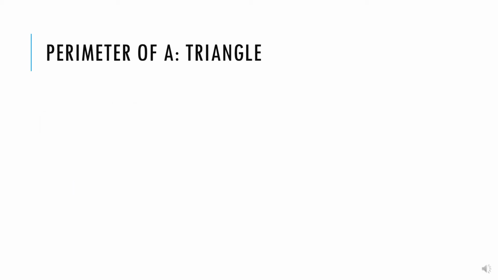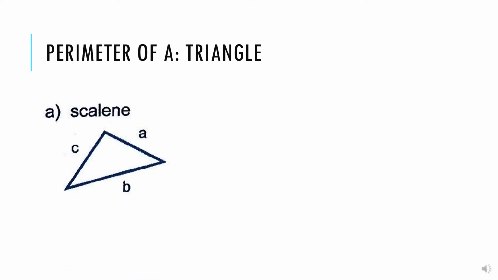Calculating the perimeter of a triangle, we know that we need the value of 3 sides because a triangle typically has 3 sides, but we also have various types of triangles. So let's look at a scalene. You'll see that a scalene is a triangle where all sides are different in length. The standard formula to calculate the perimeter of a triangle will always be A plus B plus C, just adding up the 3 sides together.